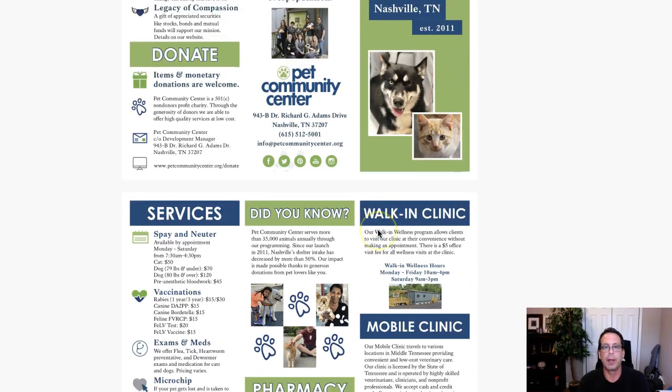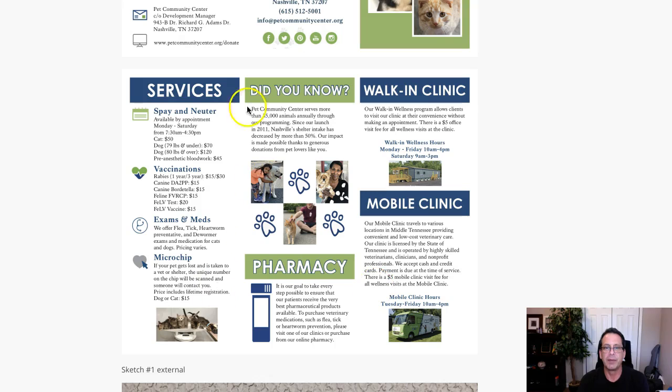Another thing I'm seeing here is these subsections. You're saying Services, right? Now, isn't Pharmacy a service? So that would be part of the services. The walk-in clinic and the mobile clinic would be part of their services too. So shouldn't those all fit together? Then you have Did You Know, which I think is an interesting little inclusion.